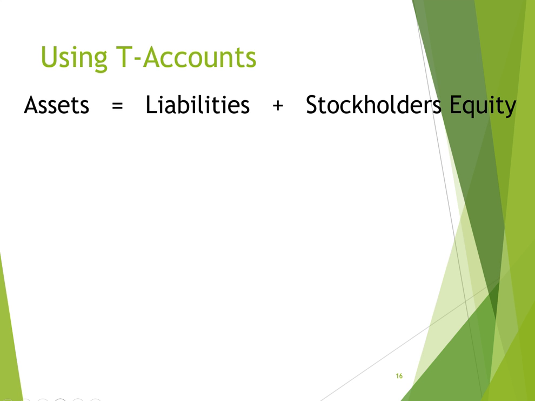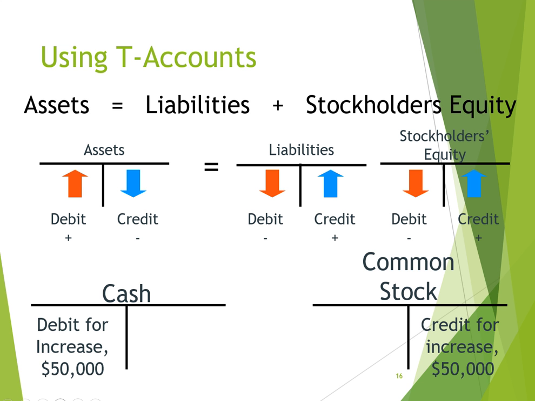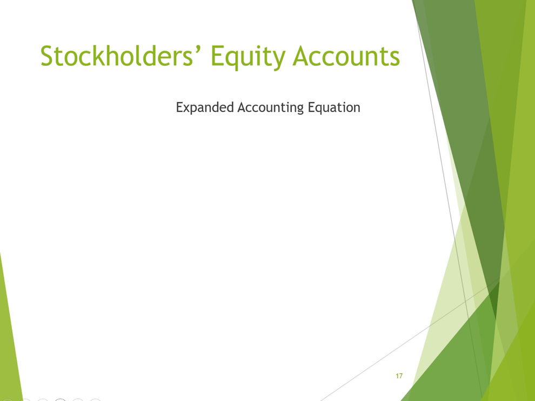I told you this equation in my last video also, that assets equals liabilities plus equity. Now you can just go through this in a quick manner, and here's an example. Suppose you have cash which is in debit for increase, 50,000. So you start your business and you purchase stock. So your common stock has been increased and your cash has increased. So debit for increase 50,000 and credit for increase 50,000.